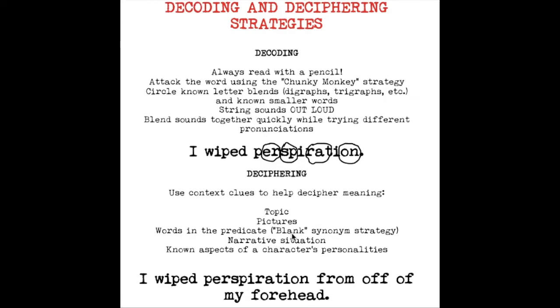Let's focus in on the blank synonym strategy. Let's replace the challenging word with a blank. Let's replace it with perhaps a synonym that would make sense in the context of this sentence. I wiped blank from off of my forehead. I could take a look at a picture in the book. Maybe I noticed little water droplets on the forehead of an individual within the picture. Water droplets. I wiped water droplets from off of my forehead.